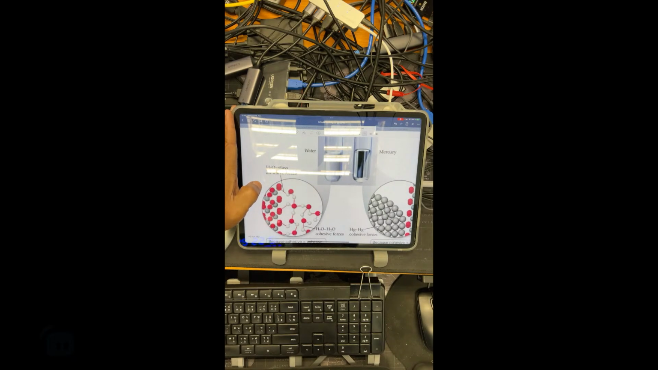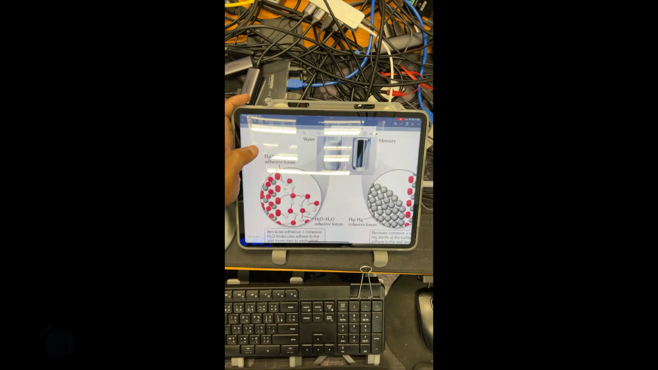Okay, if we zoom into the molecules between the wall of this tube and the water, which is composed of H2O, right? The red one is the H atom and the white ones, two whites here, are the oxygen atoms, right? And the red one and the gray one represent the glass molecules or glass atoms. Yeah, you can see that the adhesive force means the force between glass and H2O, the water. Okay, we call it adhesive force.